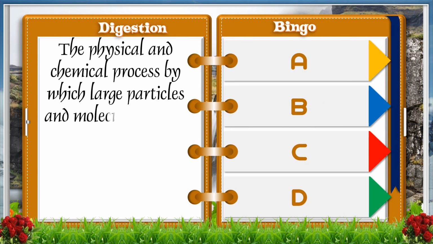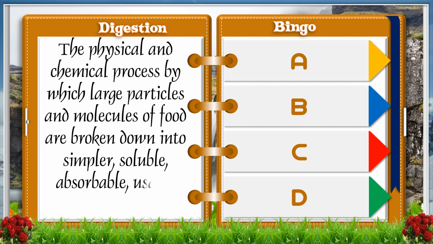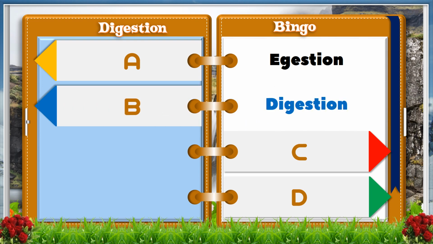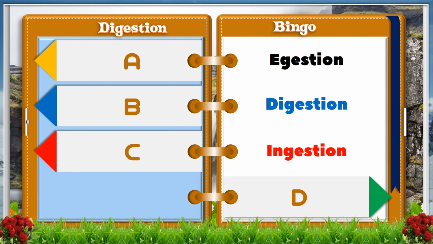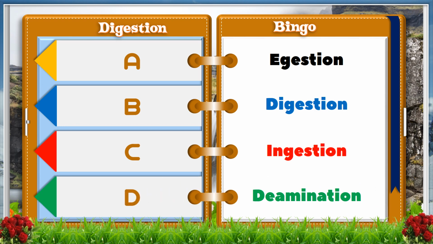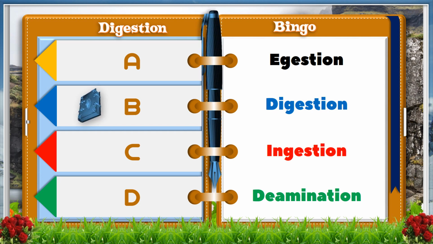The physical and chemical process by which large particles and molecules of food are broken down into simpler, soluble, absorbable, usable forms. A. Digestion. B. Digestion. C. Ingestion. D. Deamination. And the answer is B. Digestion.